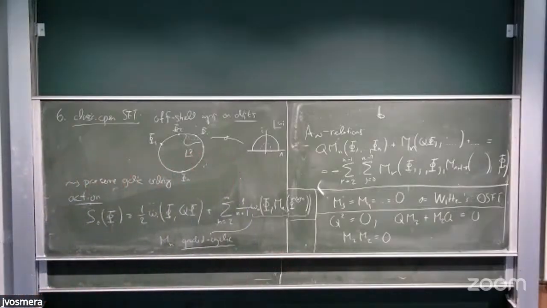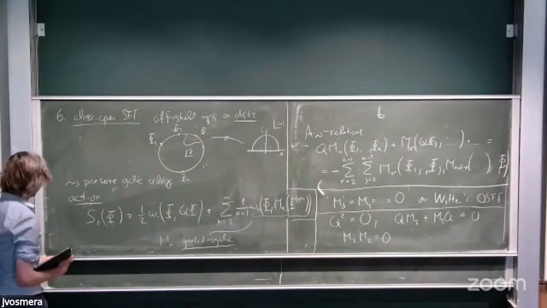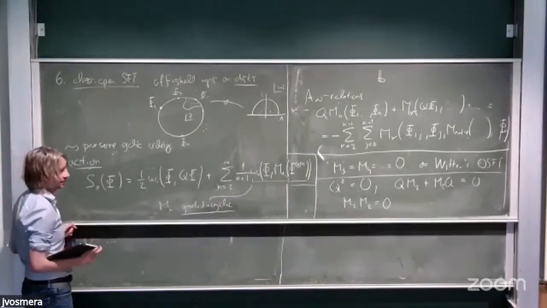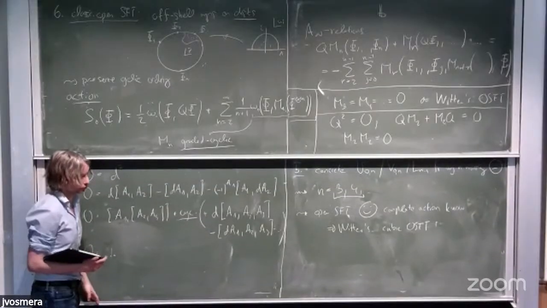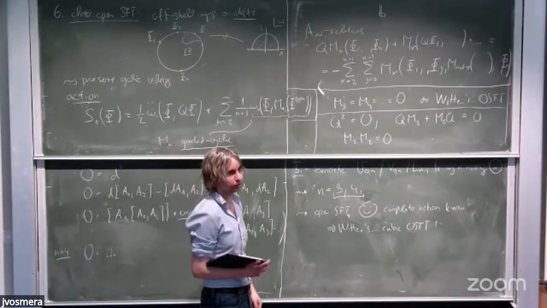So the statement within OSFT, is it that around any background you have this, or what exactly is the statement? That if you start with some background and you use this within OSFT, you go to some other background. Yeah, I'm actually coming to this. I wanted to start discussing classical solutions, which is probably what you're referring to, right?